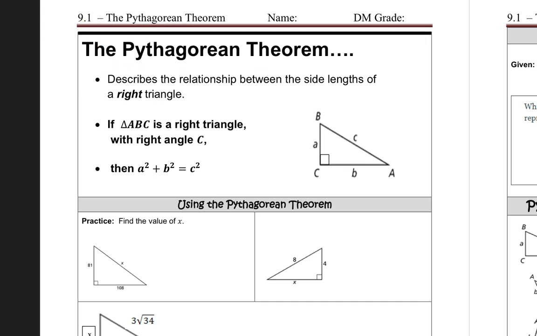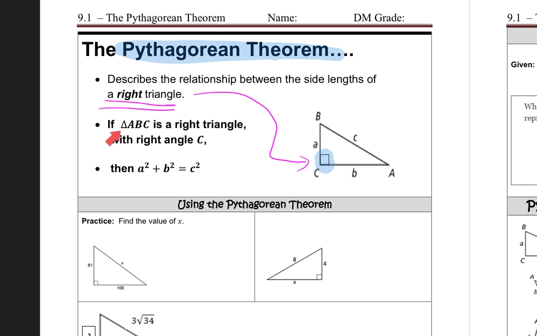You have heard about the Pythagorean theorem before. That's going to be our key word that we're going to discuss today. It describes the relationship between the side lengths of a right triangle, so only when we're dealing with a right triangle. We know it's a right triangle when we see that box right there.